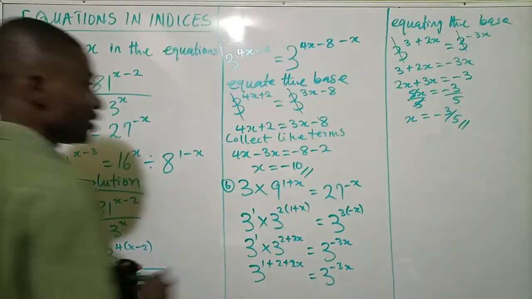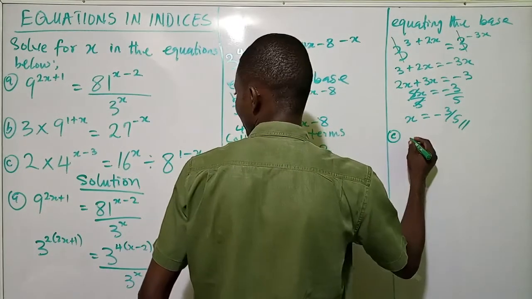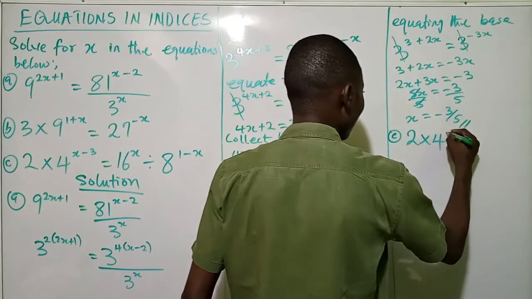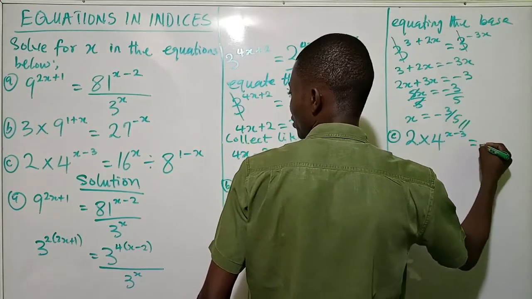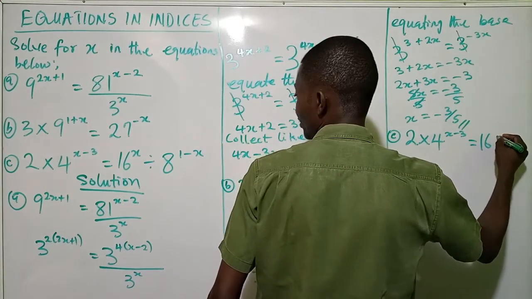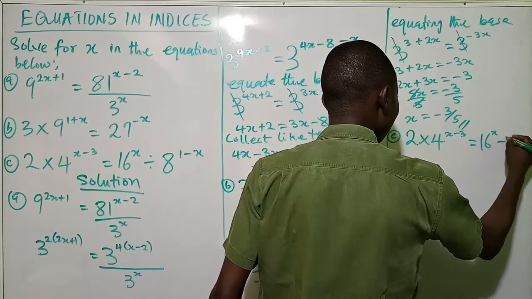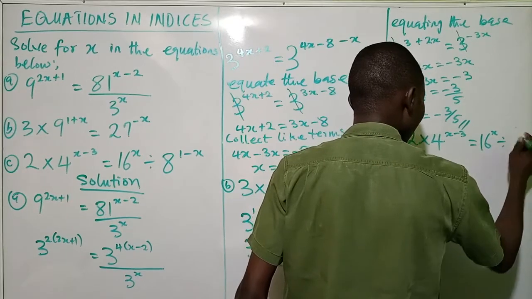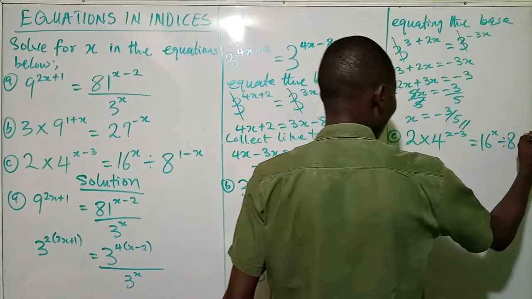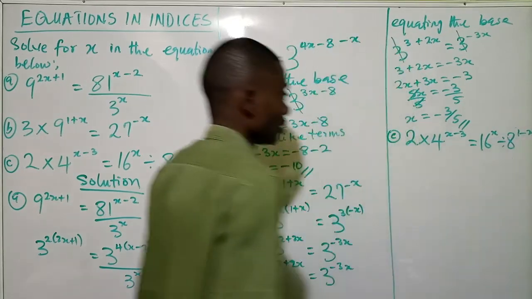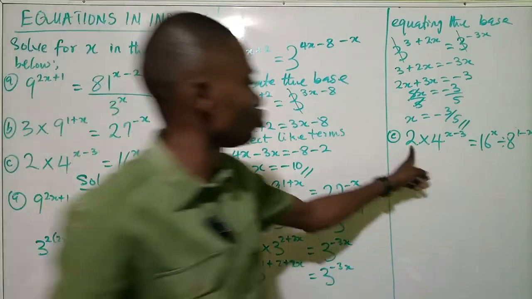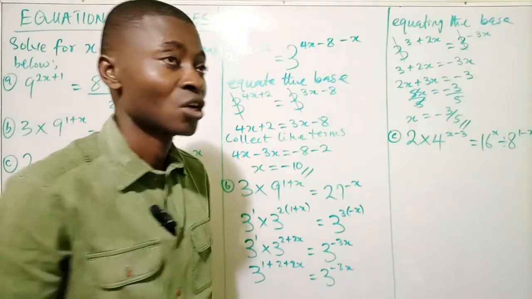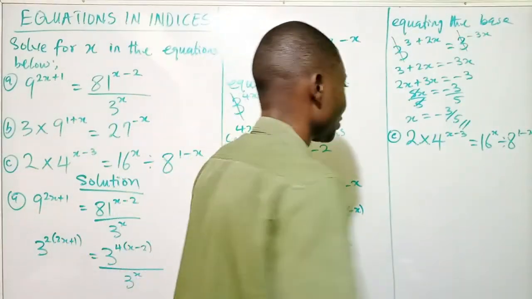That is C now. C is what? 2 times 4 raised to the power of x minus 3 equals to 16 raised to the power of x divided by 8 raised to the power of 1 minus x. Good. Now, if you look at 2, 4, 16, and 8, they have a common factor. That is what? That is 2. So that gives us idea of what our base is going to be.